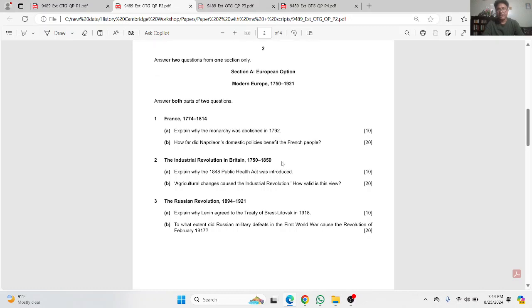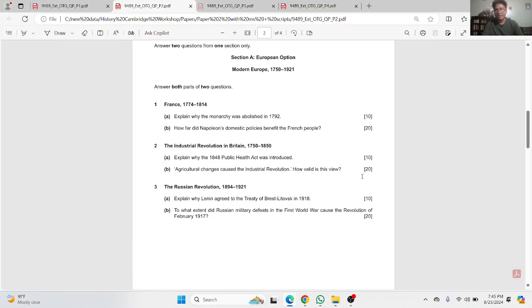Now coming to, here we go, we have here European option, modern Europe 1750 to 1921. So answer both parts of two questions. Here we have three questions, as you can see, 1, 2, 3. Each question has two parts, part A and part B. Similarly, question 2, part A and part B. Question 3, we have part A and part B, and each part A has a 10 mark question and part B has a 20 marks question. So 20, 30. So this means that the total marks for this paper are 60.